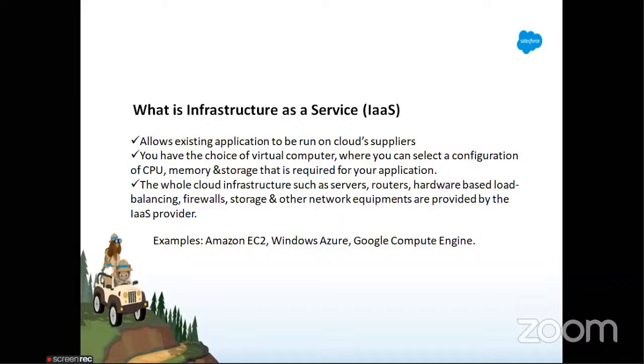The whole cloud infrastructure, such as servers, routers, hardware, load balancing servers, firewalls, storage, and other network equipment, you can say they are provided as infrastructure as a service, right? That means there's no need to purchase and configure these things in your office. You are just using the things provided by some service provider from a remote location, right?